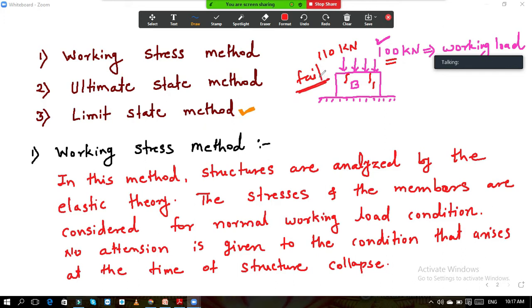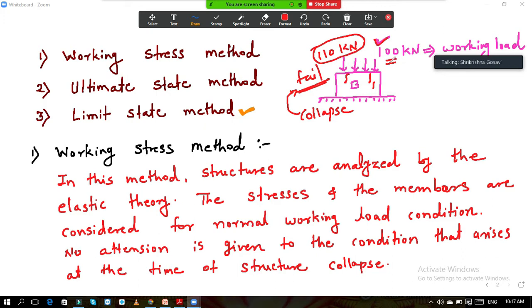Cracks will develop in this block and this block will fail. This failure is called collapse. Collapse is nothing but failure. Another word for failure is collapse. So at the time of collapse, what is the loading condition? 110. Why is it collapse for 110? Because we have designed it for 100 kilonewton. So there is no special attention provided in the working stress method to this condition.